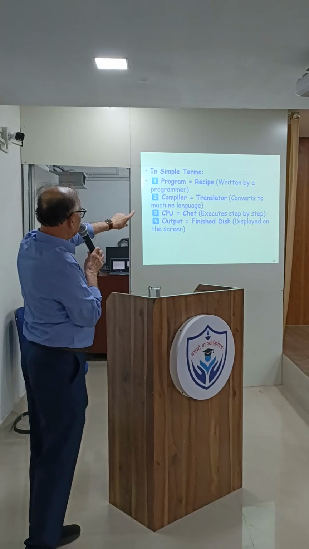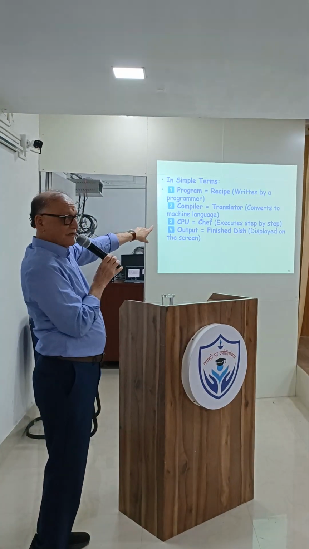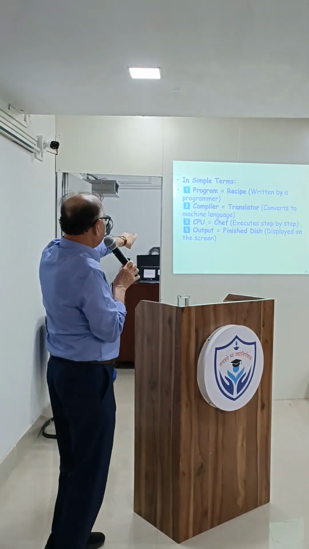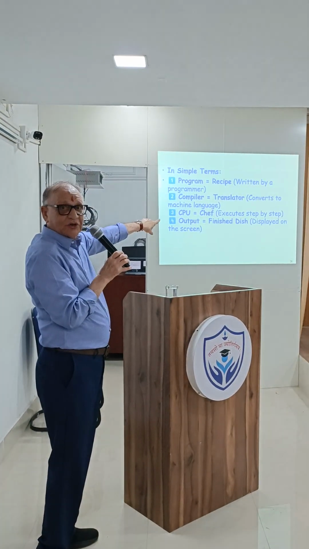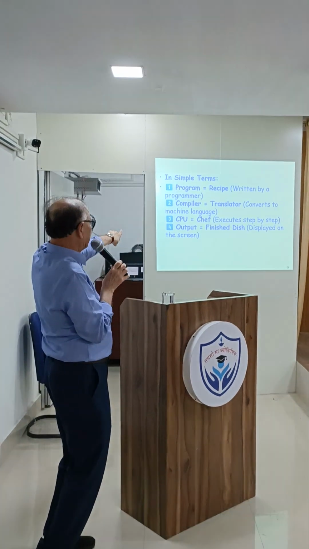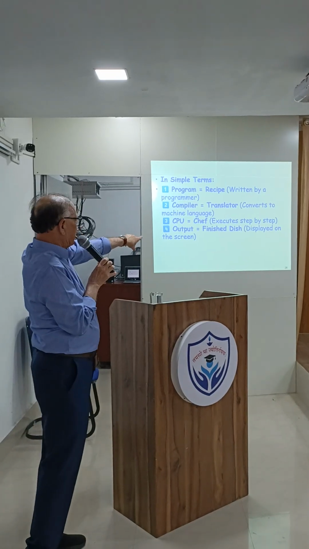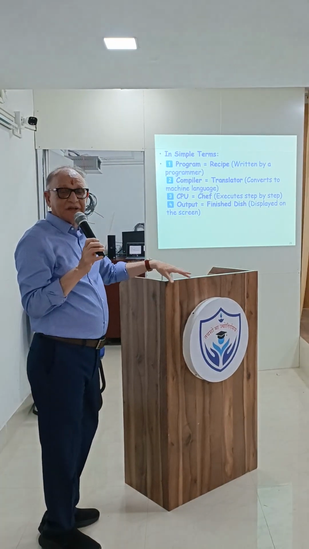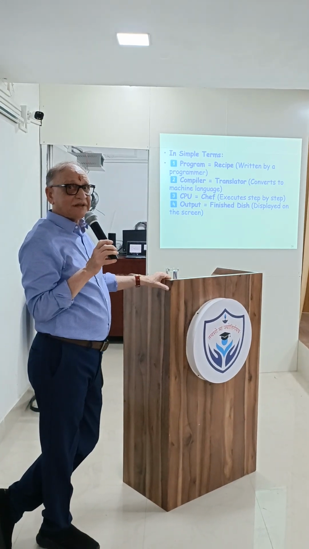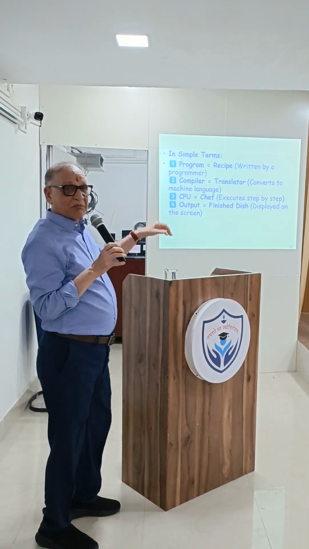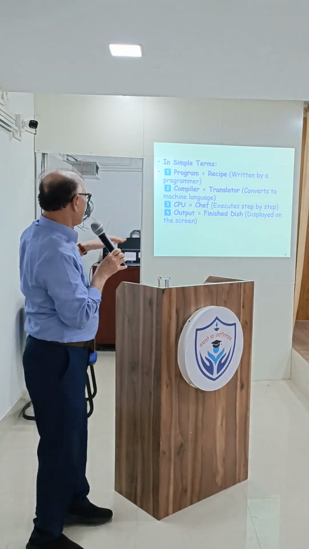Program is the recipe, the compiler is what you say is a translator. Then who does this process? The cook. Yes, sir. It is the chef. It is the CPU. It executes step by step, then gives you the output as a finished dish displayed on the screen. Finished dish means the result. Yes. That is, you get the result which is 5 by following these steps. So this is how a computer works.